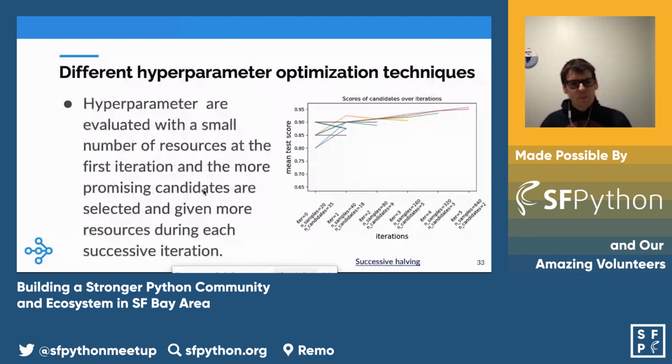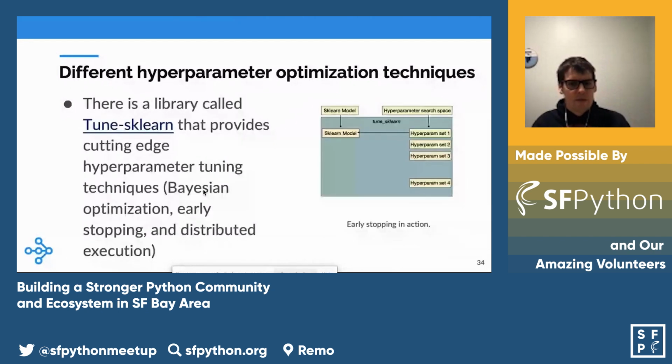So essentially, hyperparameters are evaluated with a small amount of resources at the first iteration, and things that seem to be more promising are given more resources through successive iterations. It's like a tournament. Things that do well get more money or more resources, and so on. And that's also very efficient.